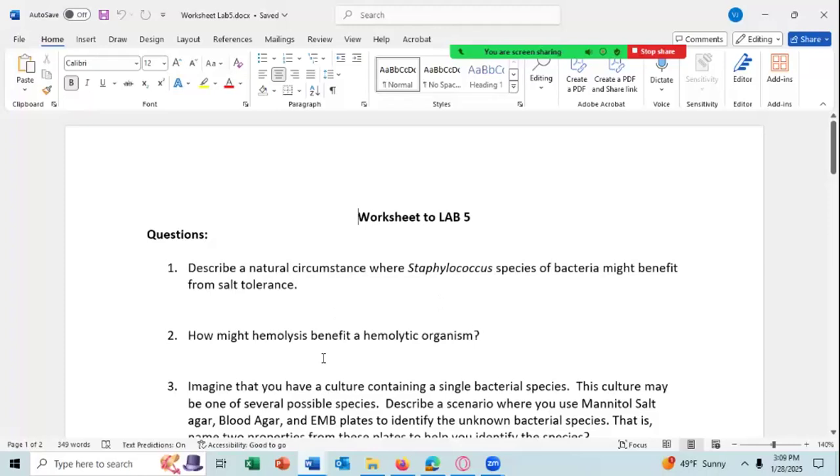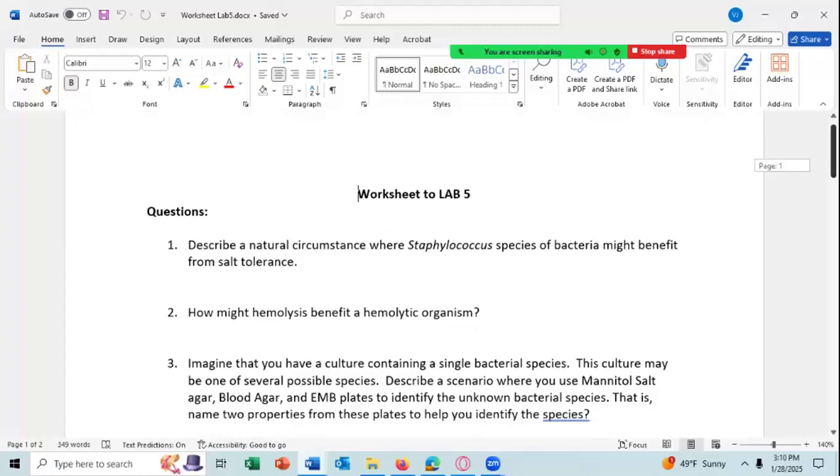2, how might hemolysis benefit a hemolytic organism? Remember, hemolysis is the lysing of red blood cells. How may that benefit the bacteria causing the hemolysis?